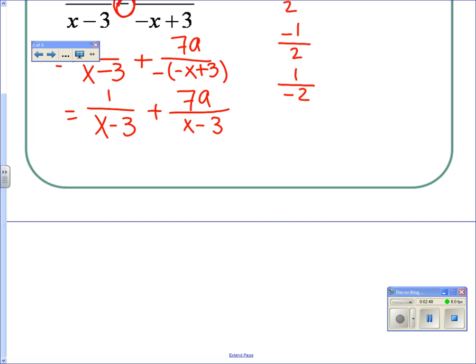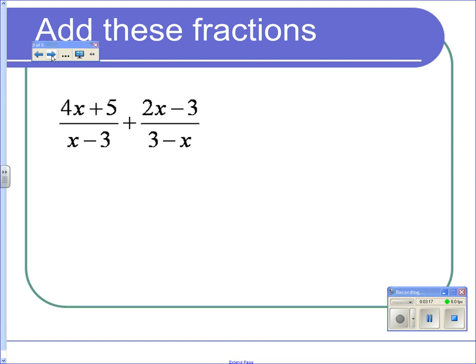Now are the denominators the same? So we can say x minus 3 for our denominator, and what would... Yeah, that's an A. Yes, 1 plus 7A. You see how that works? Any questions here? Okay.